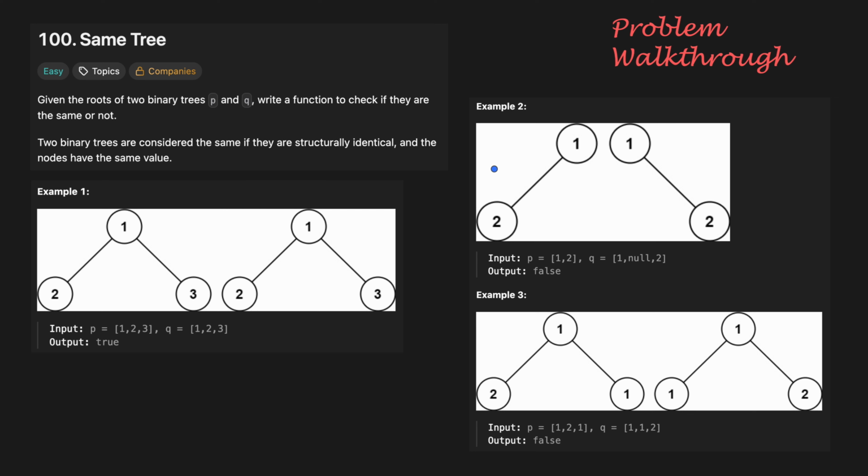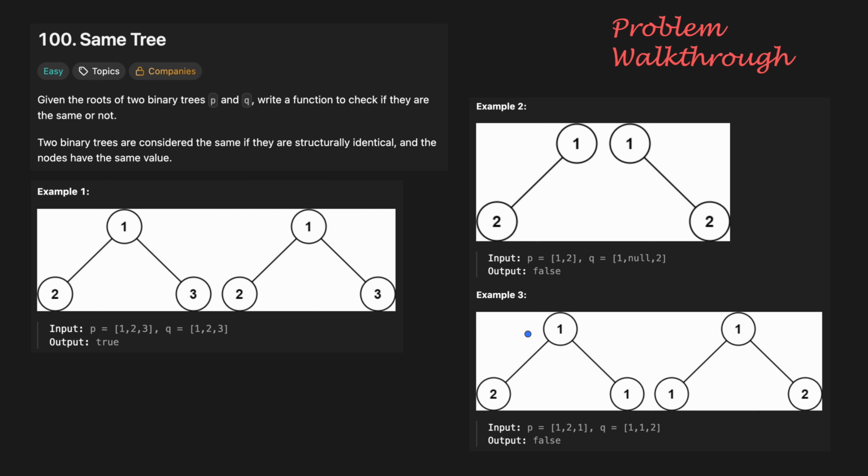However, in example 2, the structures are different. Even though the root values match, the root of the first tree has left child, but the root of the right tree has right child. Hence, even though the node values are same, the structural mismatch means that these trees are not identical. So we will return false.